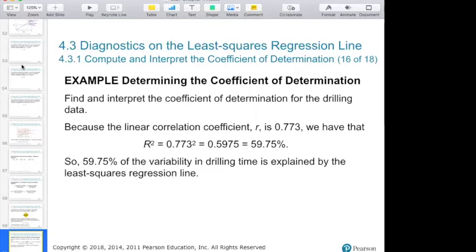59.75% of the variability in drilling time is explained by the least squares regression line. So part of this variability, and actually in this case, the majority of the variability, is explained by the trend in the line. We have that other portion that's not explained. We don't know why there's that variation. But we can explain about, in this case, 60% of that variation.